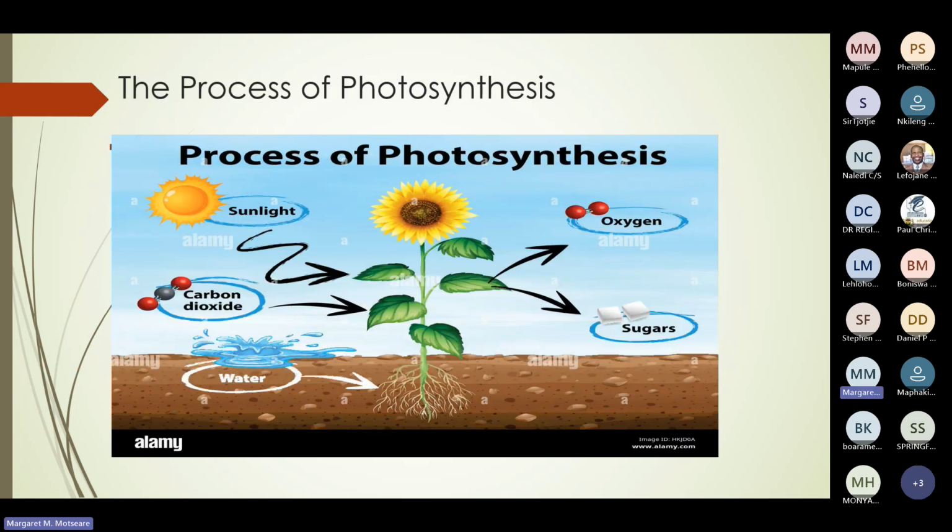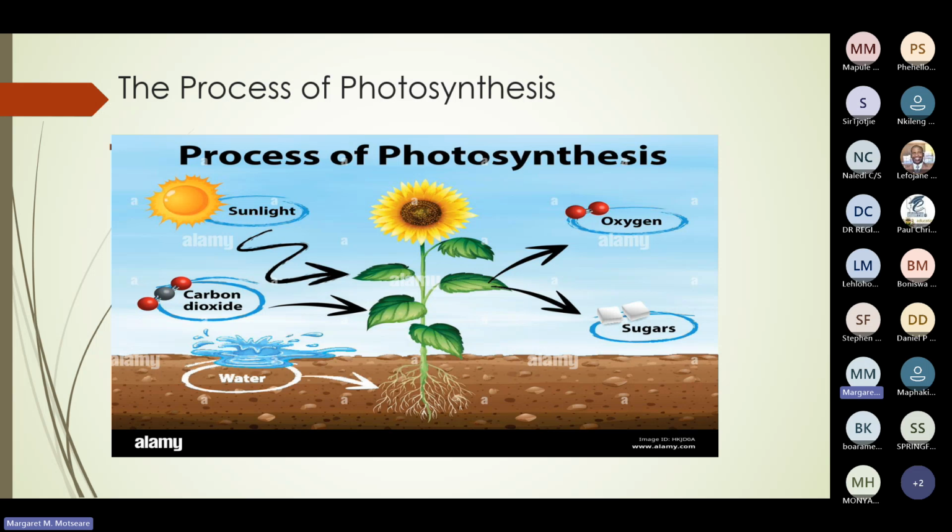Let's look at the process of photosynthesis. We have this beautiful sunflower, and it has leaves that are green. These leaves are green because they contain chlorophyll, and then there is that beautiful flower there. We said that a plant, in order to photosynthesize, needs sunlight. Where does the plant get sunlight? It gets sunlight from the sun.